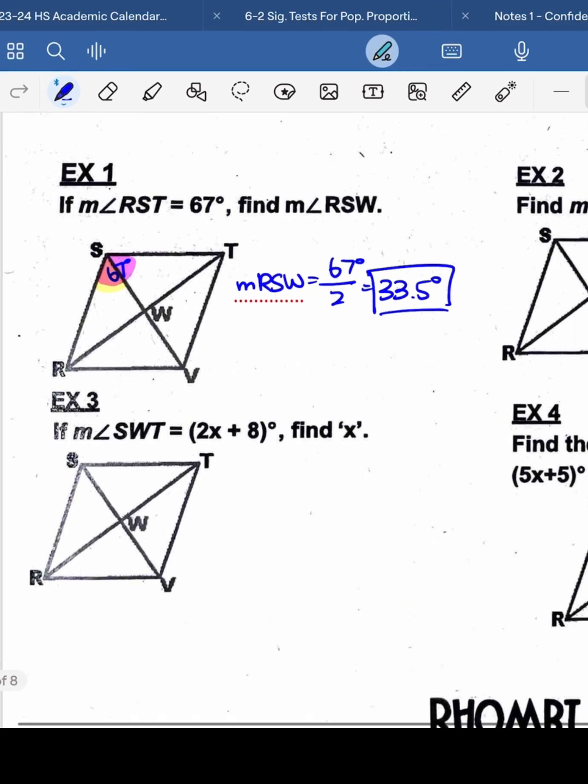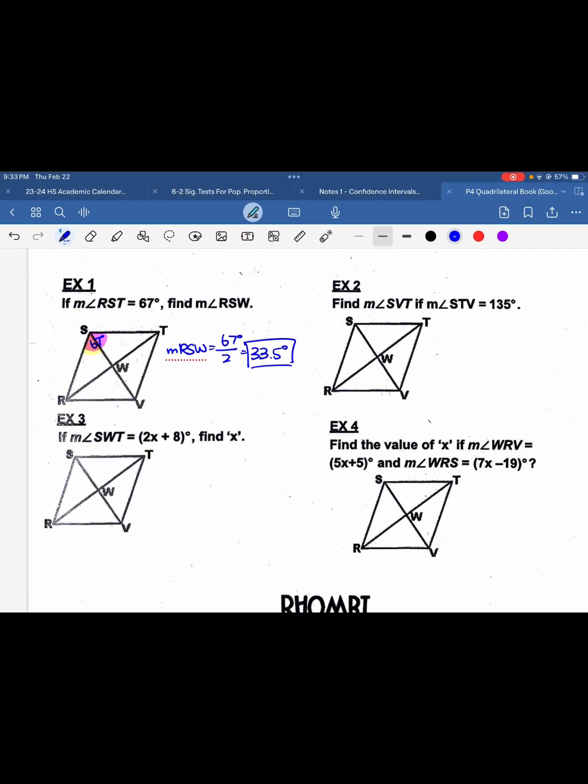Okay, all right, so you are going to use the other properties of a rhombus to help you figure out the rest of the exercises. Have fun.